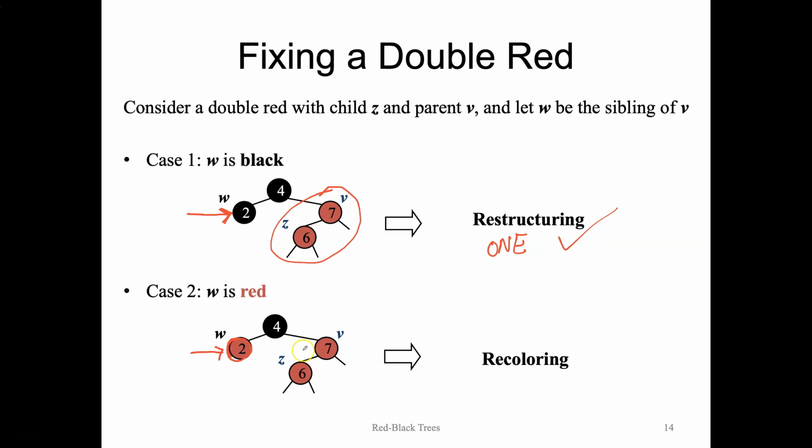If we tried to do that again in this case, where we already have a red on the other side, we would effectively just move our double red to the other side, on the other subtree. So we need a different way to handle this case. And in this one, when the uncle of our double red is itself also red, we're going to do what's called a recoloring. So let's see what that recoloring is.